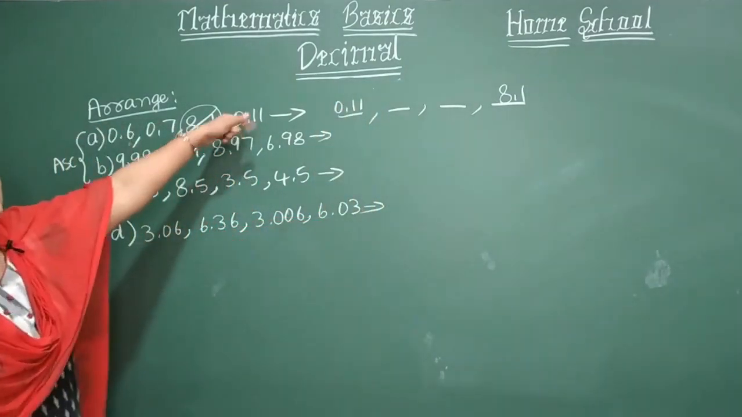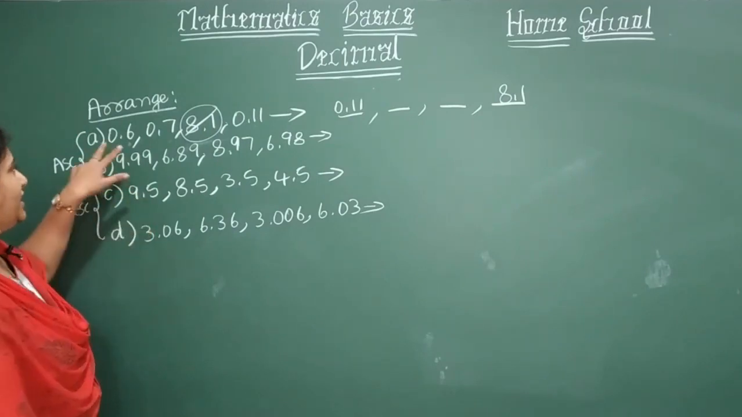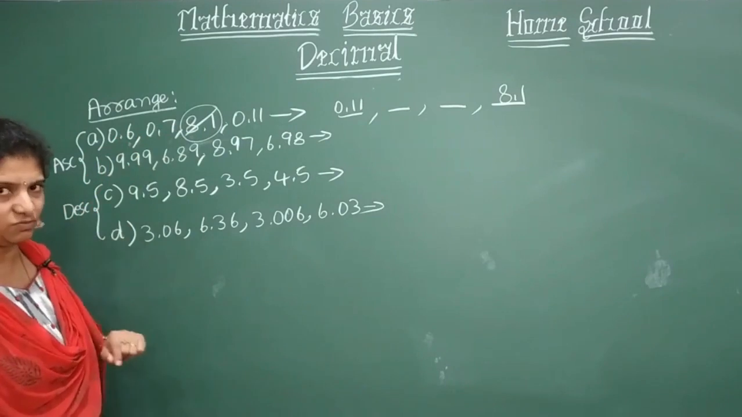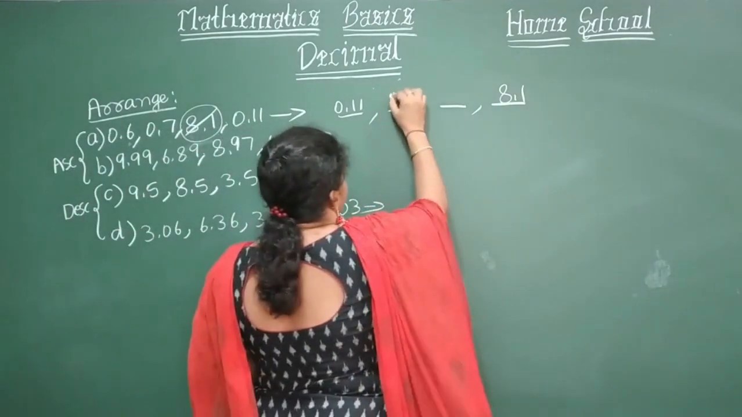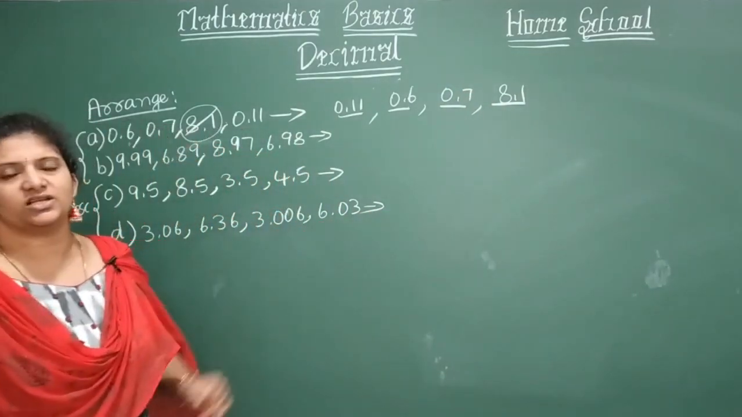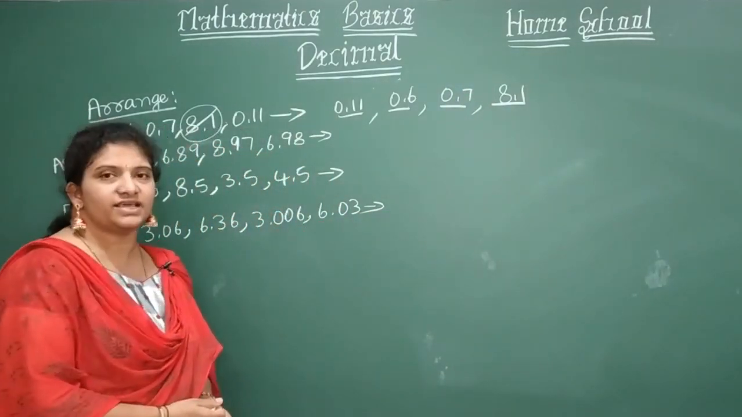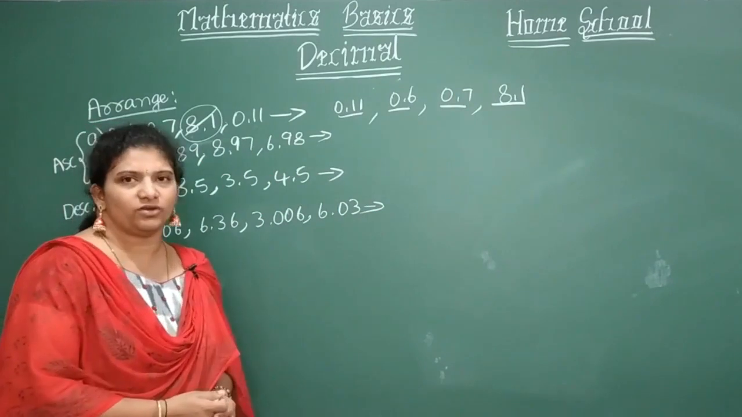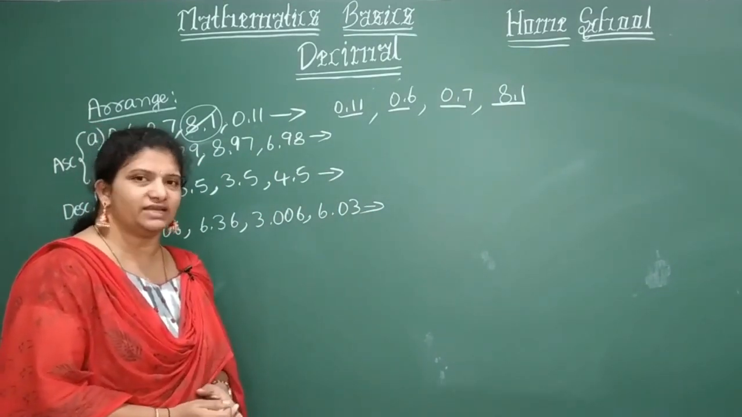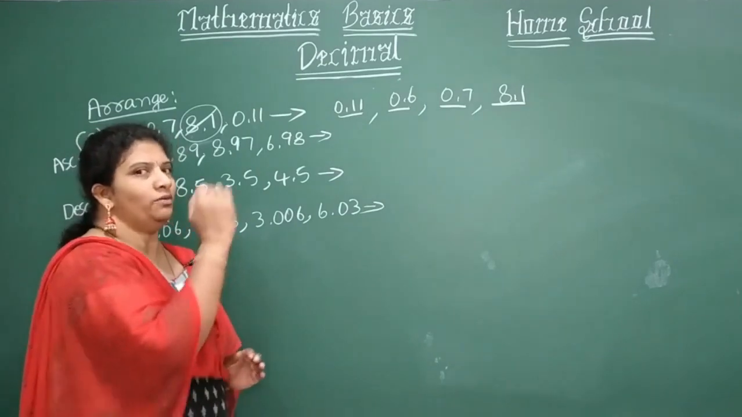So now this decimal number is also completed. In these 2, which is small? 6 and 7, which is small? 6 is small, right? So next 0.6, 0.7. So observe here children, 0.11, 0.6, 0.7, 8.1. This is the way we arrange numbers in ascending order, small to big.